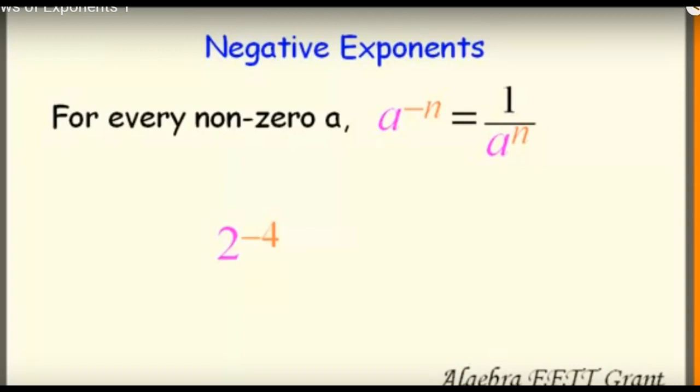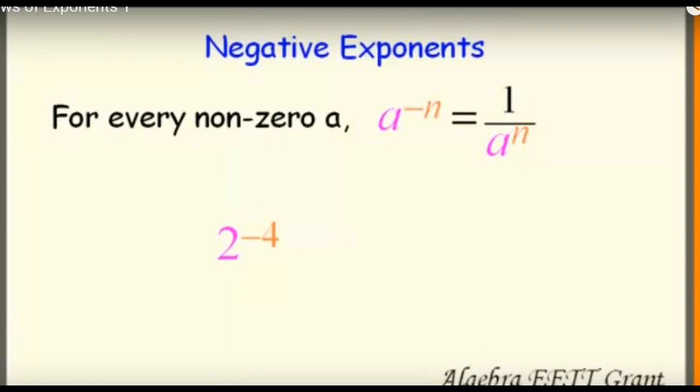Go ahead and copy this down. Make sure you have the heading negative exponents for every non-zero a. A to the negative n is equal to 1 over a to the n. When he talks about crossing the fraction bar, he talks about creating a fraction, using a fraction bar, and bringing the expression down. Make sure you're including a 1 if you don't have any coefficient to that number.